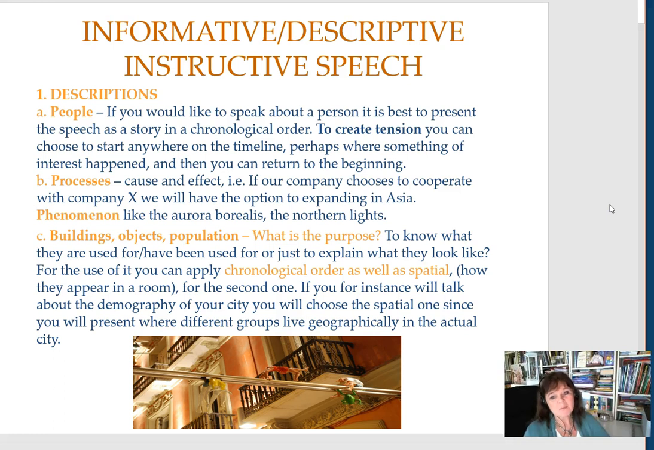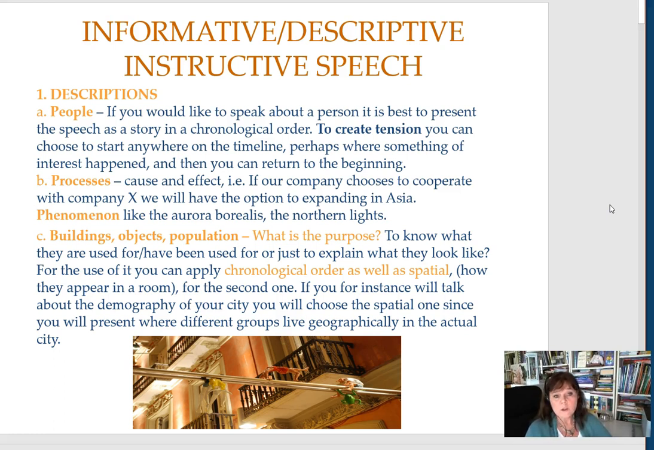When you describe people, that's an informative speech. You can describe a famous person like Winston Churchill, and normally you present everything in chronological order, but to create tension you can start off by his famous talk about blood, sweat and tears when he wanted to inspire his people to keep on fighting in the Second World War. And then you can return to the beginning.